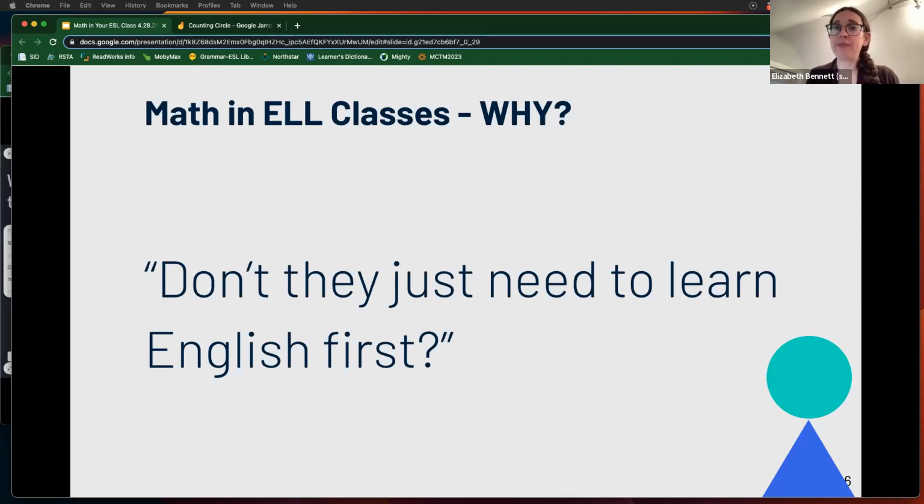Someone else said in the chat, I think it's very relevant, but sometimes I don't have a lot of buy-in from students about the importance of learning math. Yes, I've encountered that as well.